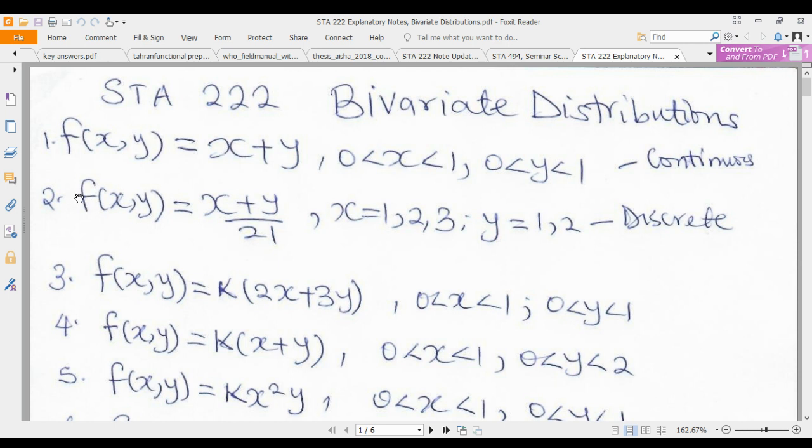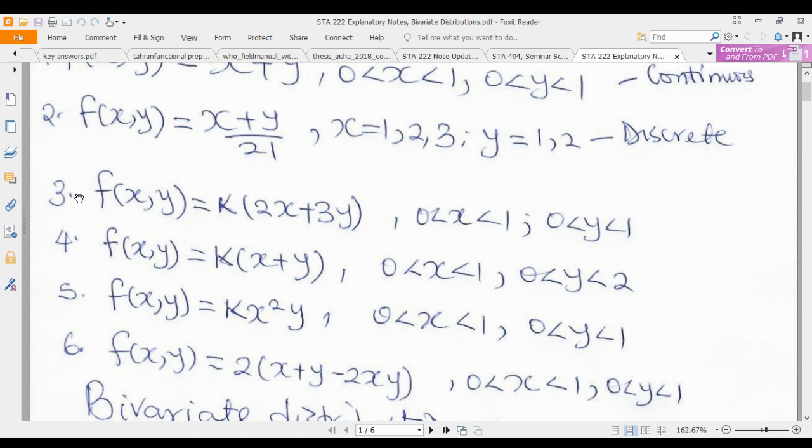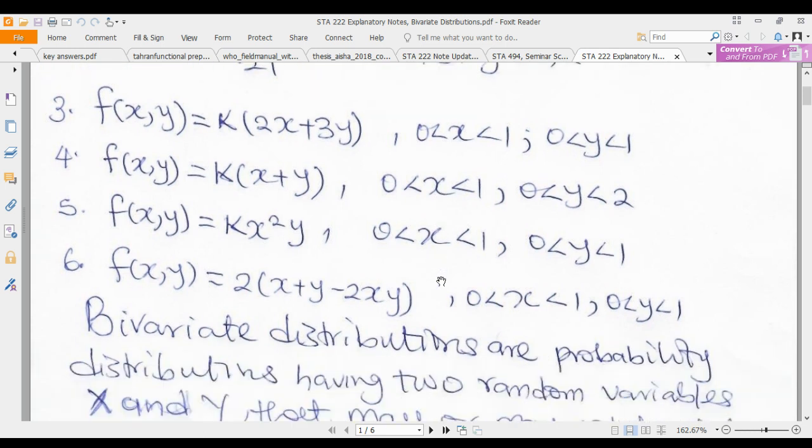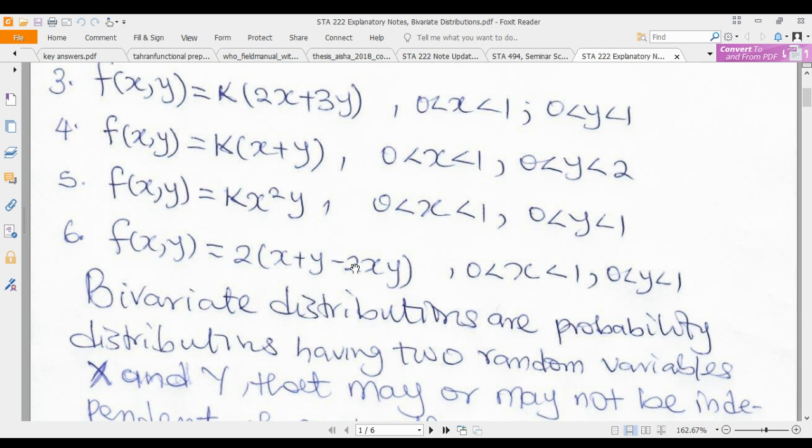So you can now proceed with number 2, which is an example of a discrete. So you have summation instead of integration for that one. Number 3 is a continuous. First of all, you have to compute the value of k. Number 4, the same thing, compute k. 5, compute k before you go ahead to do all the necessary computations. As well as 6, also do the needful. Number 6 is 2 into x plus y minus 2xy over the range 0 to 1, 0 to 1 for x and y respectively.